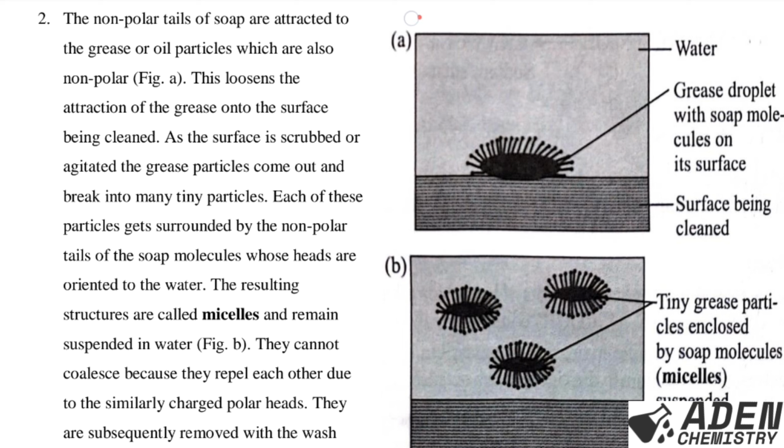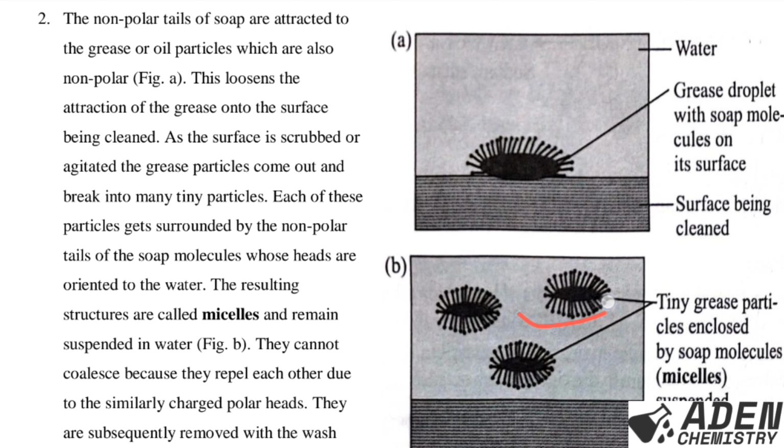So we're using these two diagrams to explain what we have discussed here in number 2. So the first part here, part A, is where the nonpolar tail of the soap is attracted to the grease or the oil particles, which were nonpolar. So here we're having a grease droplet with soap molecules on its surface. So next in this part B, it is where the surface is scratched. It's when the surface is scratched or agitated and the grease particles come out and break into many tiny particles.